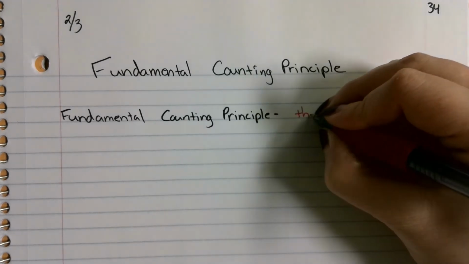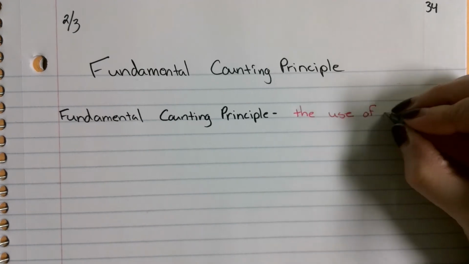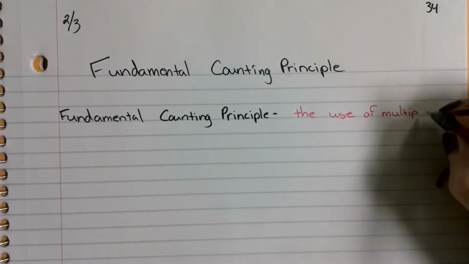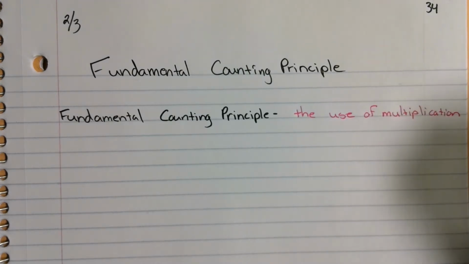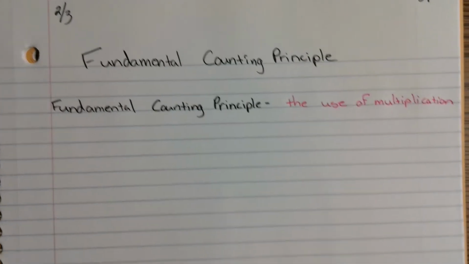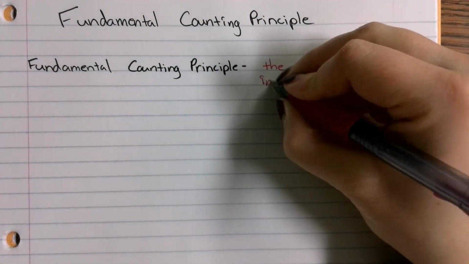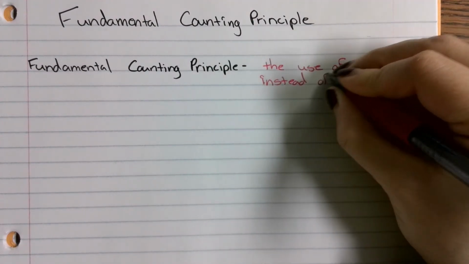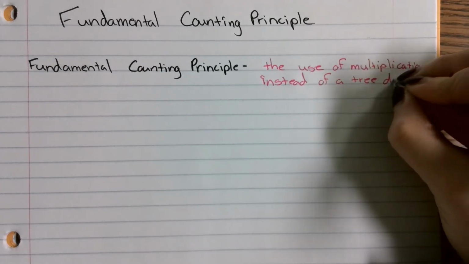It just multiplies. And that's what we're going to be doing a lot of for the remainder of our probability unit: multiplication of probabilities, because we're going to be doing a lot of compound events. And you're going to learn the difference between events that are called independent versus events that are dependent. And we'll get into that later this week. So we're using multiplication instead of a tree diagram.